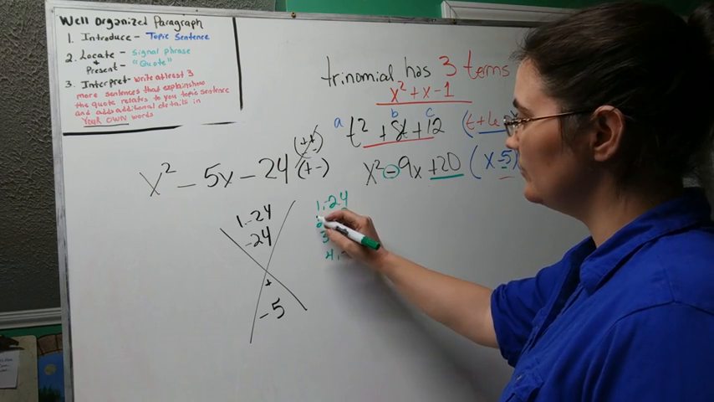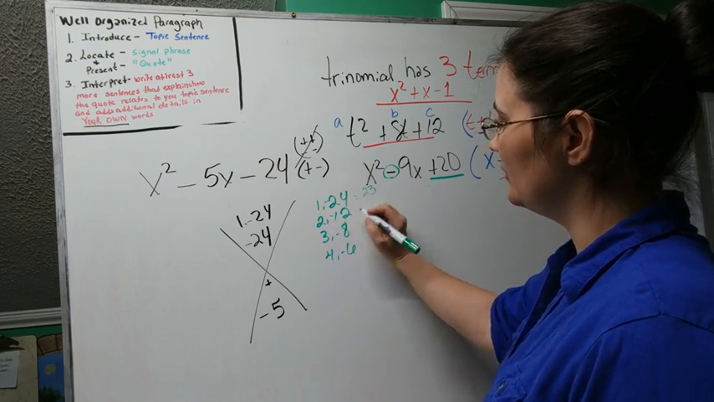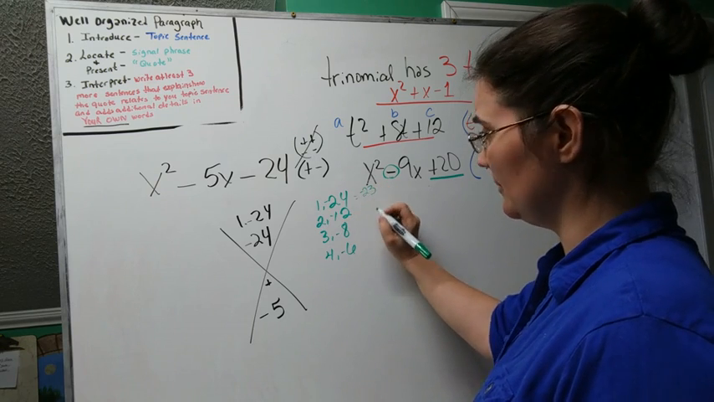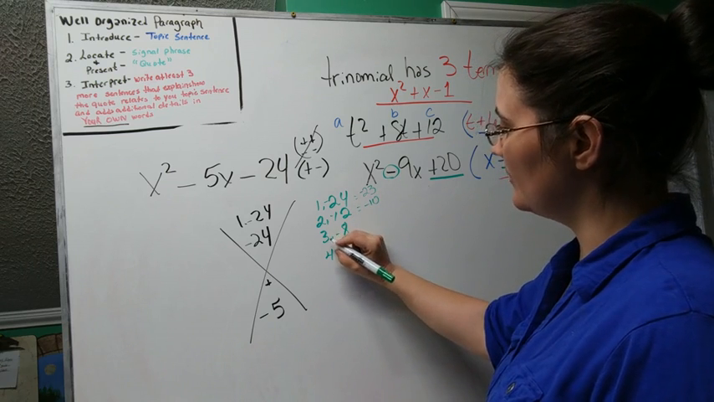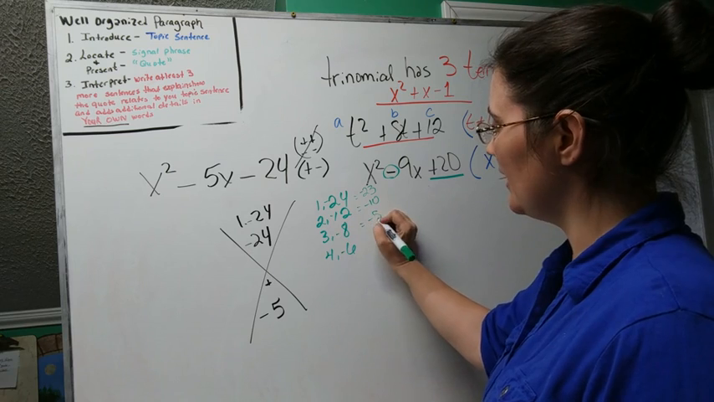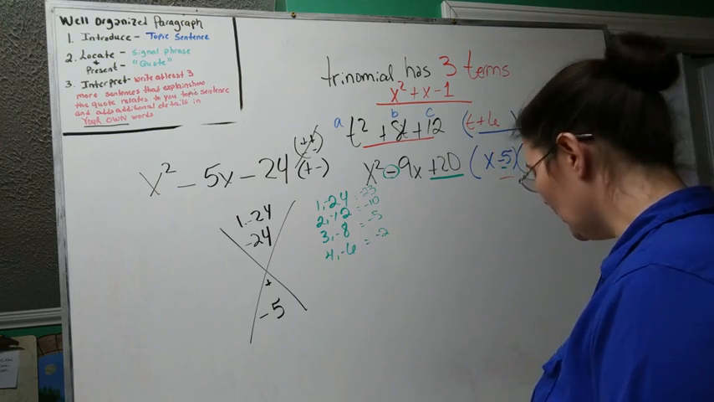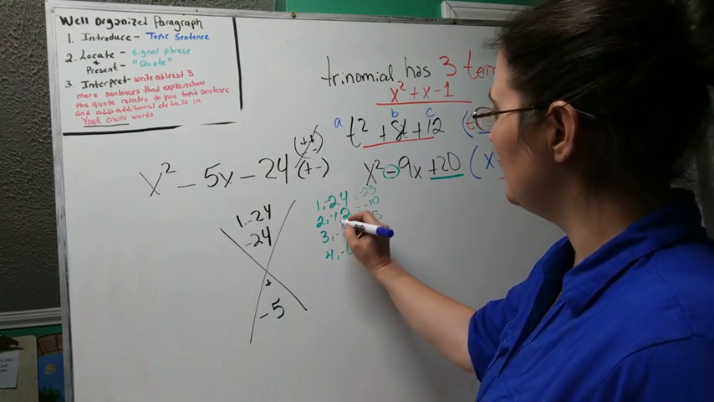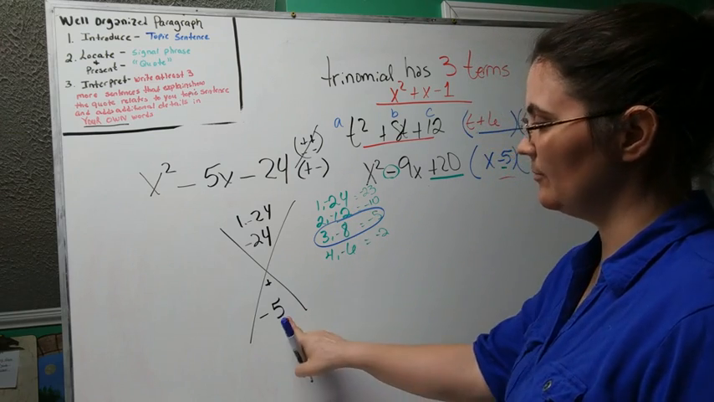So negative 24 and 1 is going to give you negative 23. Negative 12 and 2 is going to give me a negative 10. Negative 8 and 3 is going to give me negative 5. Negative 6 and 4 is going to give me negative 2. And so this time I can see that this would be my combination that gave me negative 5.